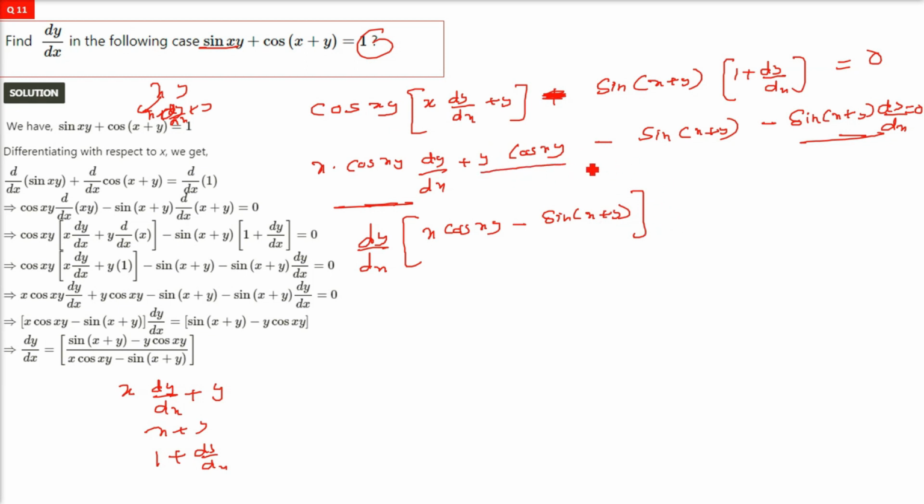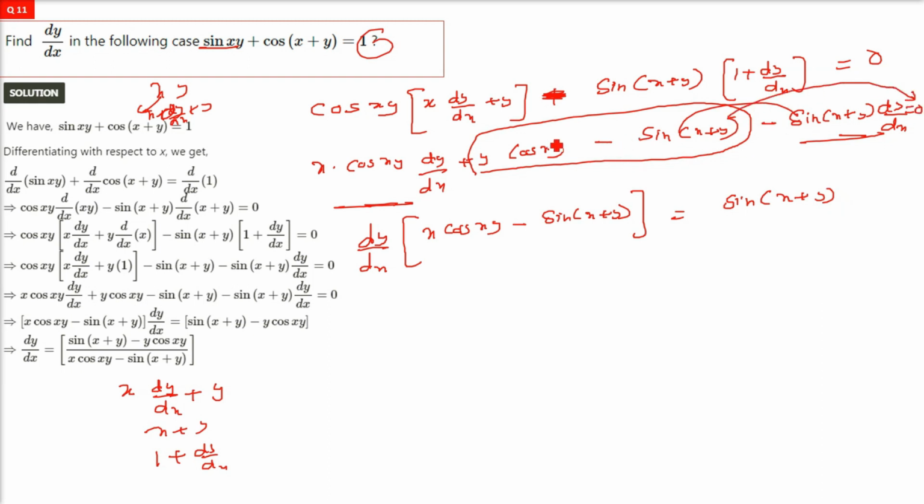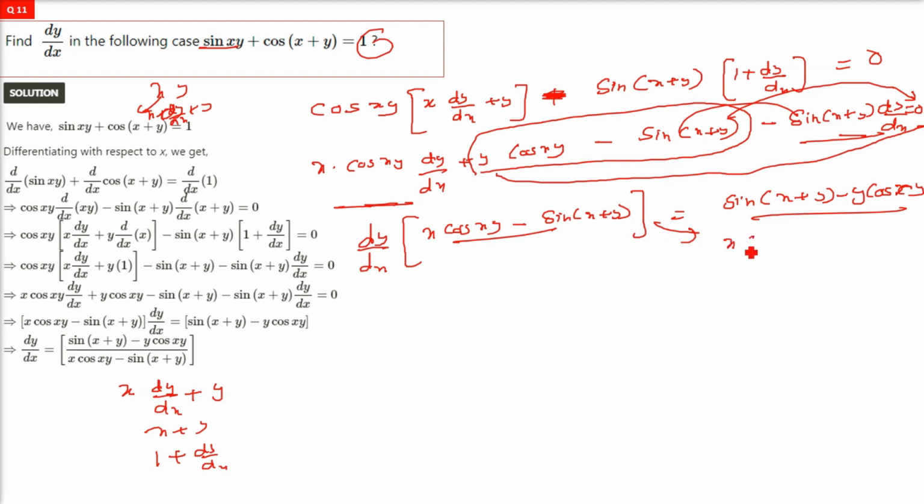Whatever is here, take it on the right hand side. I am taking it on the right hand side. So we have sin, just change the sign and write it. Sin x plus y and minus y cos xy. Alright? Sin x plus y minus y cos xy. Now, this on the left hand side, take it in the denominator, x cos xy minus sin x plus y.